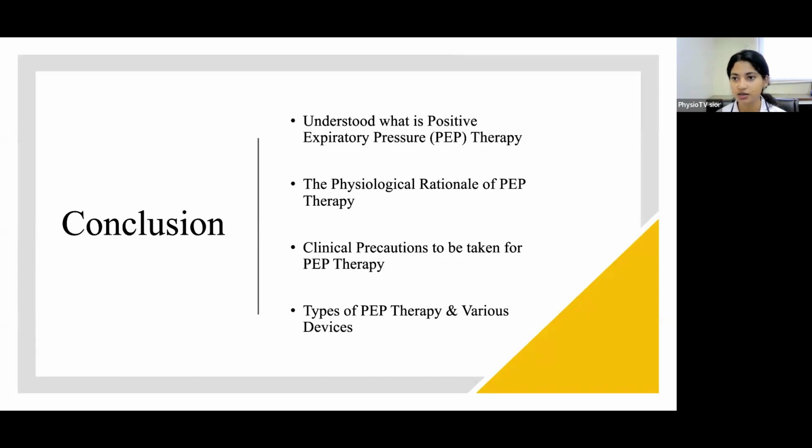Before we start with any therapy, what should be the precautionary measures that should be looked after when you start with this therapy, and ending it with the types of therapy, that is the low PEP, high PEP, and oscillatory PEP. And in oscillatory PEP, we further looked at flutter, a cappella, and bubble PEP. Okay.